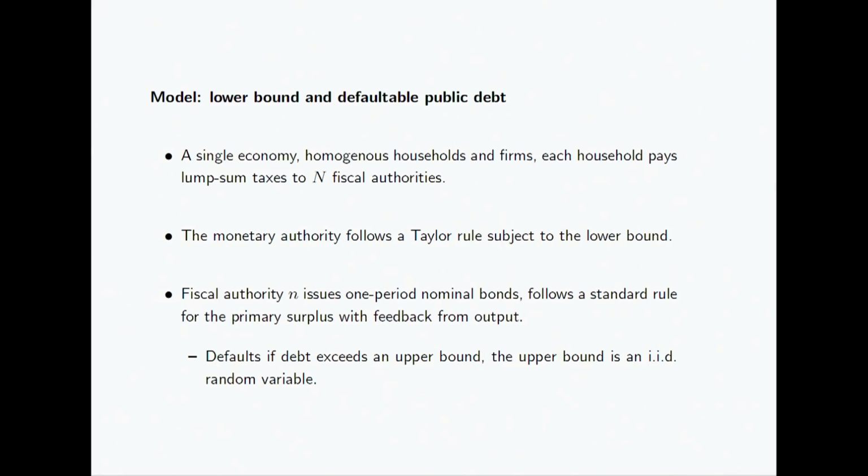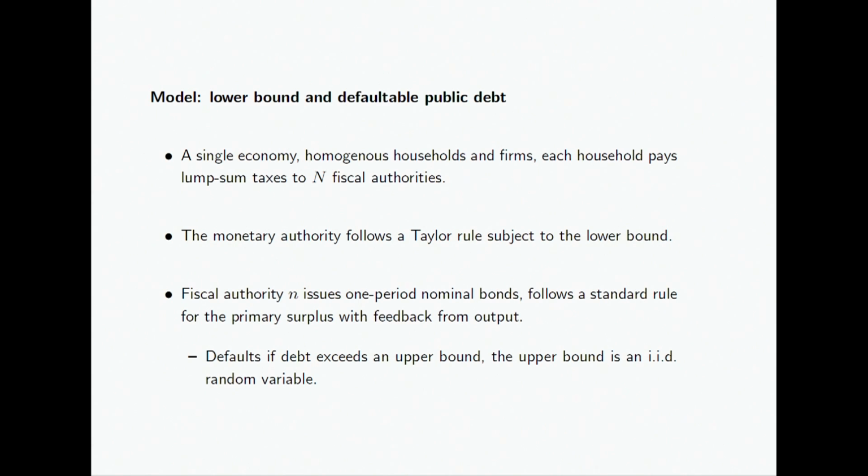There is a single economy. There are homogeneous households and firms. And the only change we're going to introduce is we're going to think of each homogeneous household as paying lump sum taxes to N fiscal authorities instead of just one fiscal authority. And for simplicity, think of capital N as equal to 2, north and south.